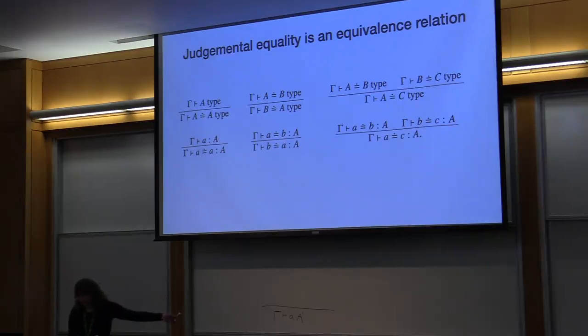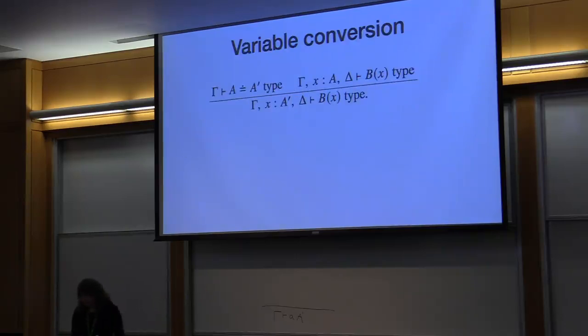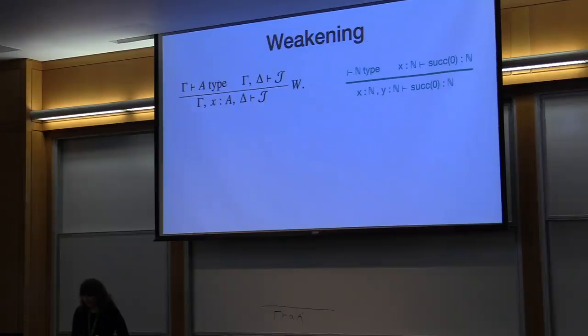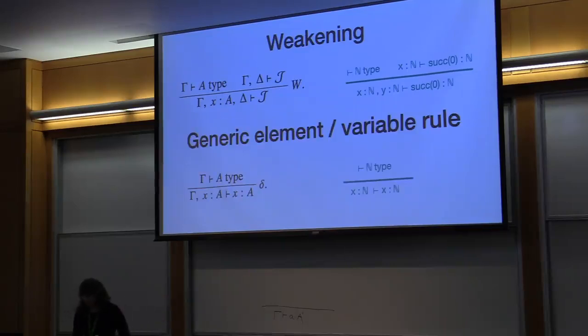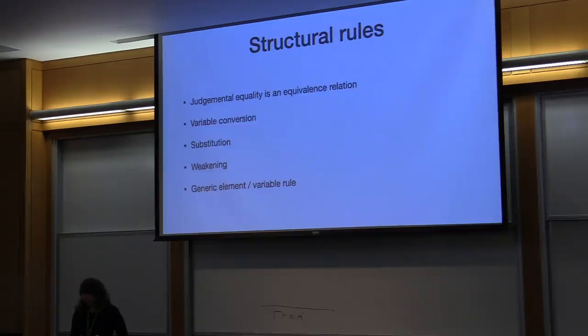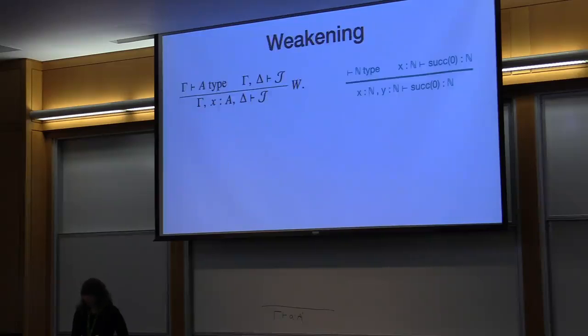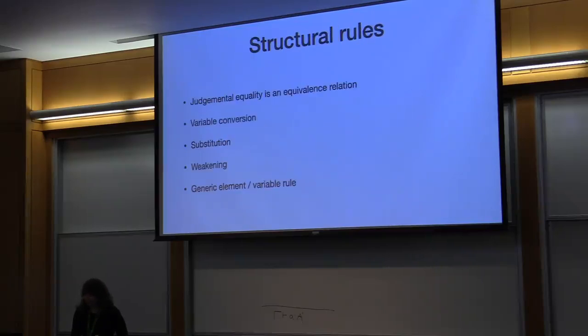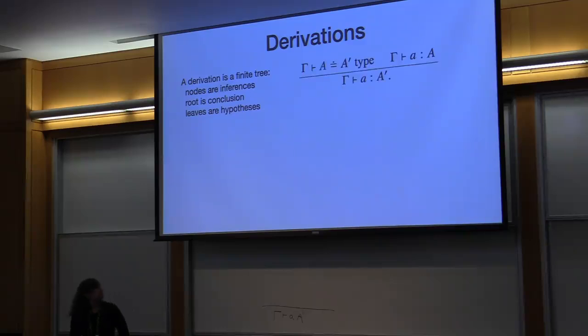We don't have judgmental equality in the conclusion, so all of these are gone. What else do we have? Weakening, again, we just have the gamma, so not going to work. Generic element, no, because the conclusion is not a variable, and then we're out. So it's going to be a substitution. Okay, good. What are we substituting with what?